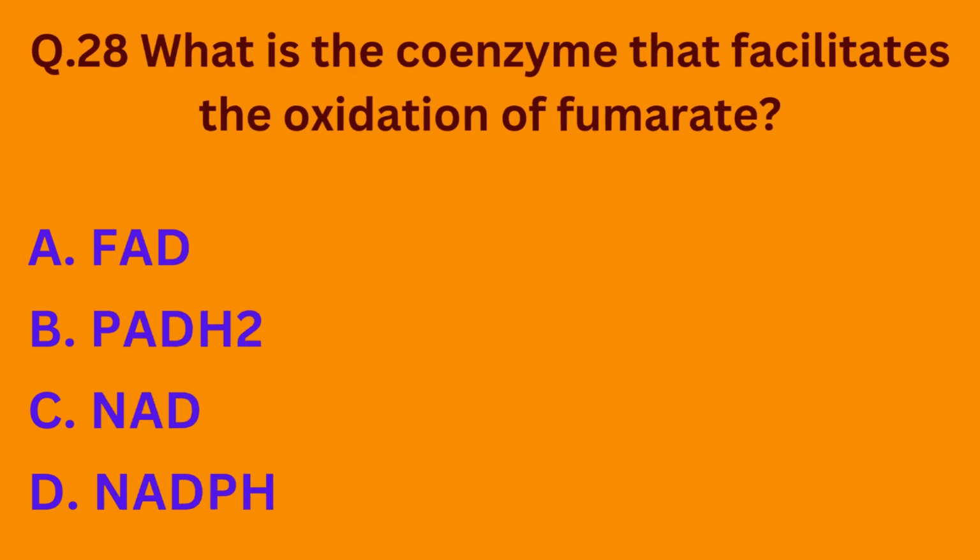Coming to next question, question 28. What is the coenzyme that facilitates the oxidation of fumarate? Option A FAD, option B FADH2, option C NAD, and option D NADPH. So the correct option is option A, FAD.